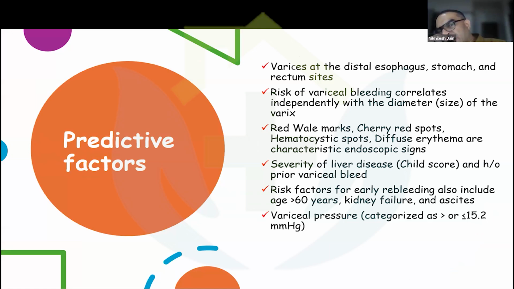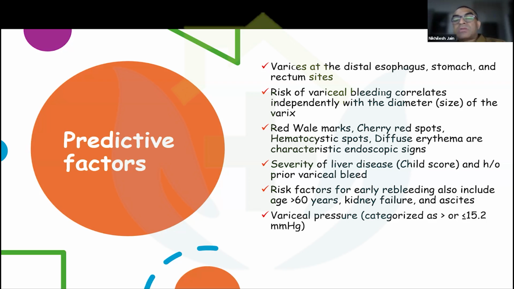So what are the predictive factors? Which are the ones which are more likely to bleed, so to say? So you've got varices at distal esophagus, stomach, and rectal sites, which are more likely to bleed. This risk of variceal bleeding would actually correlate independently with the diameter of the varix. You have red wale marks, cherry red spots, hematocystic spots, diffuse erythema, which are very characteristic endoscopic signs.